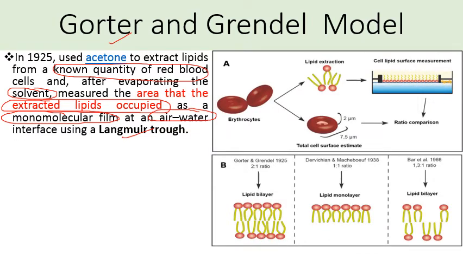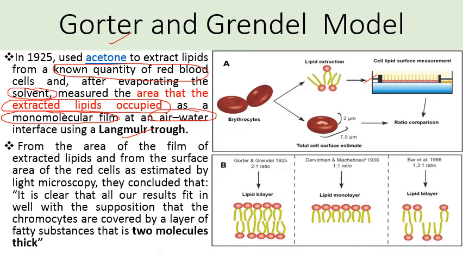With this they measured the area of the extracted lipids as a monomolecular film. From this study they compared the area of the film of the extracted lipid with the surface area of RBCs estimated by light microscopy, and they concluded that it is very clear that all our results fit in well with the supposition that the chromocytes are covered by a layer of fatty substance.